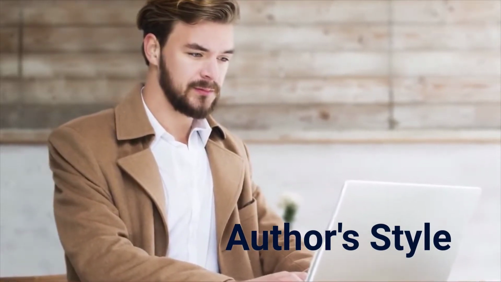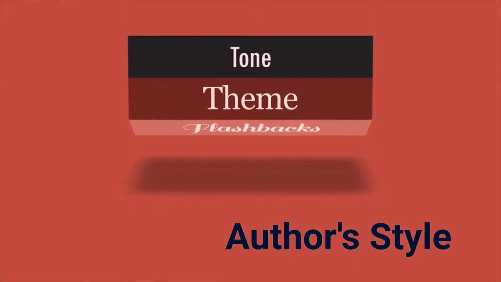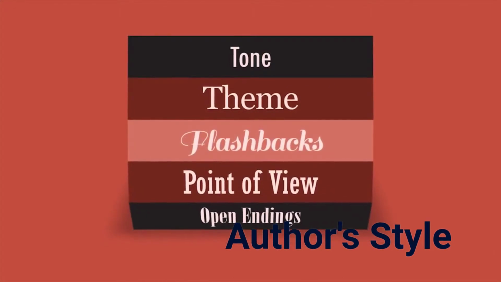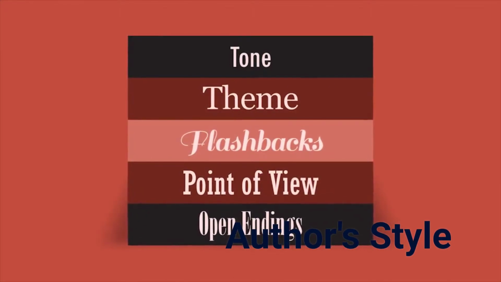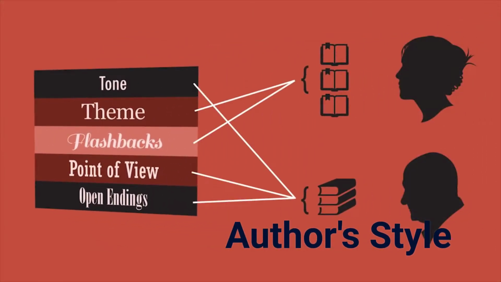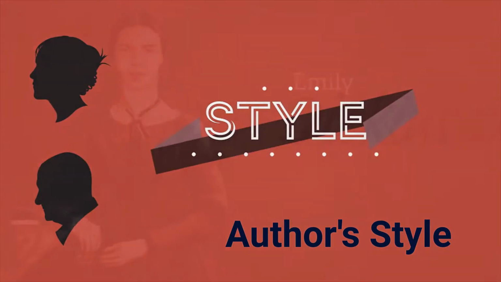The characteristics of an author's style include the tone the author uses, common themes, use of flashbacks, changes in points of view, and open endings, to name a few. Some authors become known for using certain techniques in each of their works. This combination of techniques is their style. Let's examine a couple of authors and their unique styles.